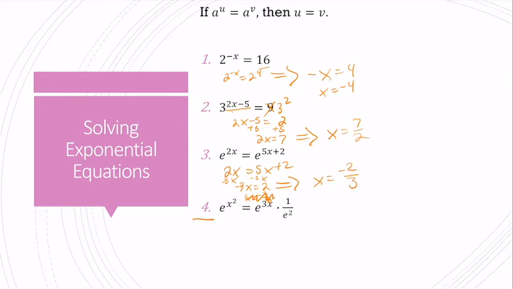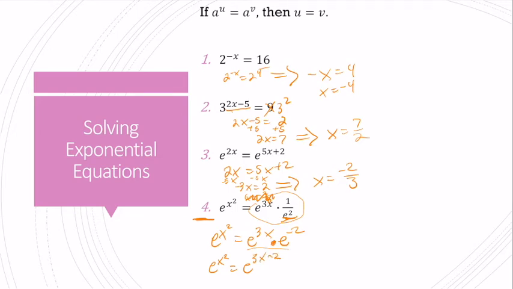Now for problem 4, things are a little different. I have e^(x^2) equals e^(3x) times 1 over e squared. I need to rewrite this right-hand side as one exponent with a base of e. Remember, 1 over e squared is just e^(-2). And when I'm multiplying exponents with the same base, I add their powers. So now I have e^(x^2) equals e^(3x-2).